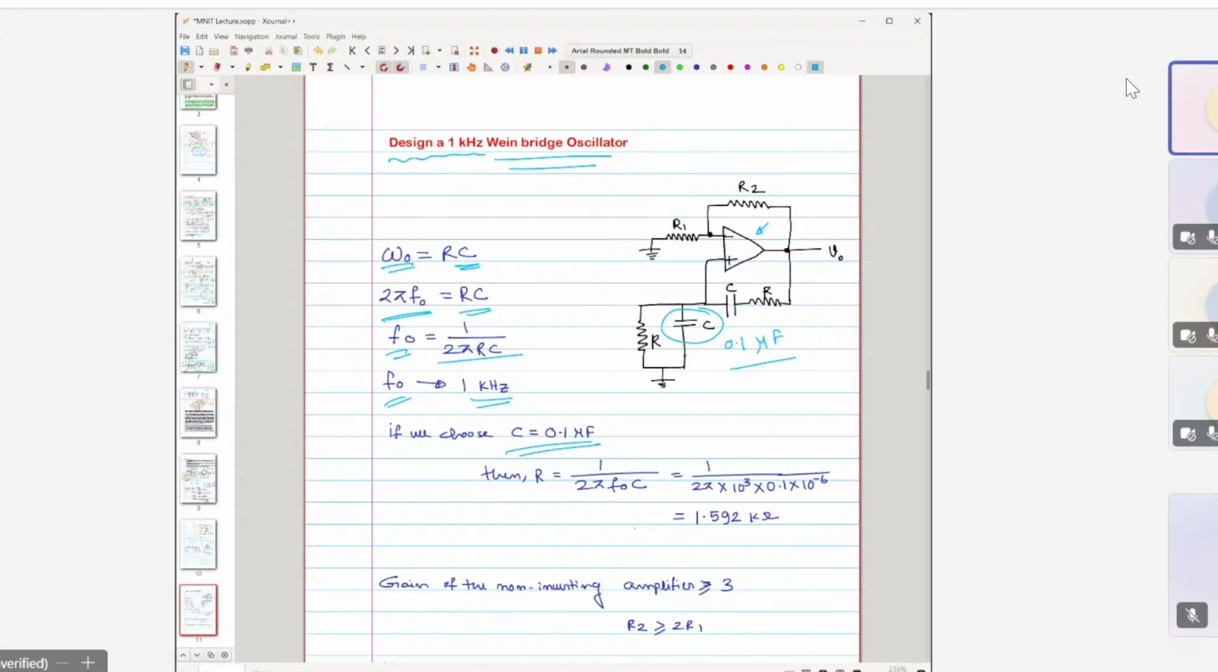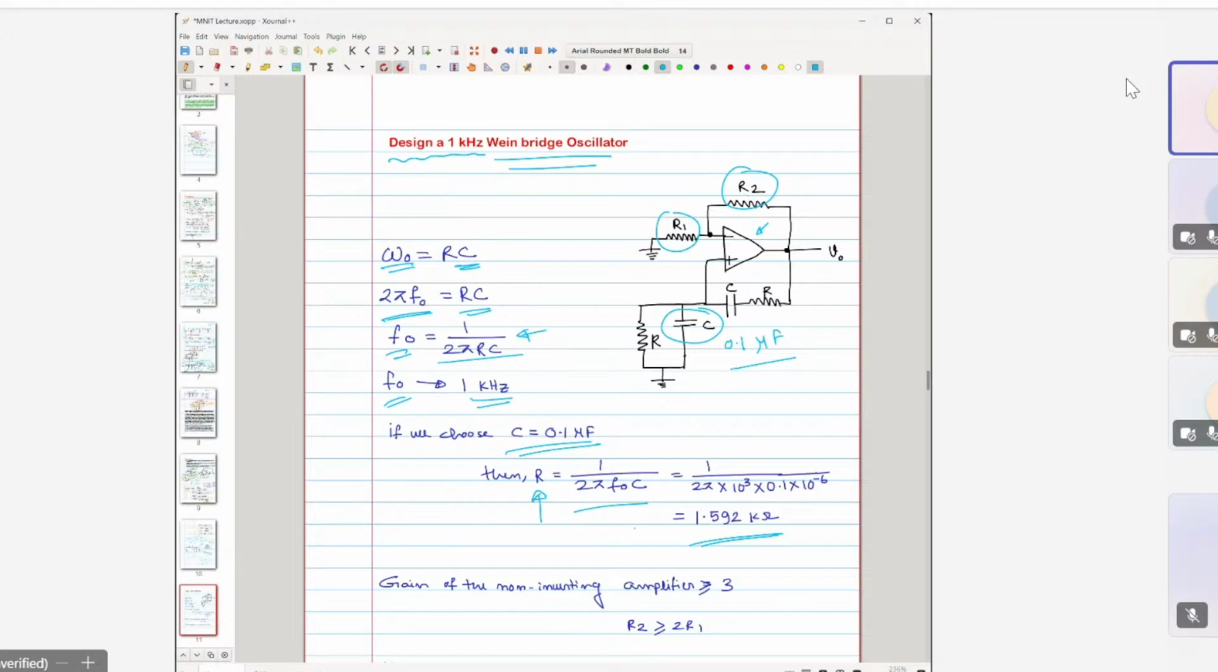So if that is available, then we have to also find what is the required R. Then we have to use this formula to calculate the value of R. So R turns out to be 1.592 kilo ohm. Then what about these values of R2 and R1?